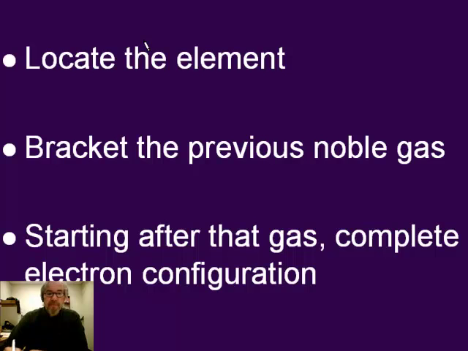The first thing you want to do is locate the element on the periodic table. Then you go up to the previous row and then all the way to the right to find the previous noble gas and then put it in square brackets. And then starting after that gas, complete the electron configuration just like you normally would.